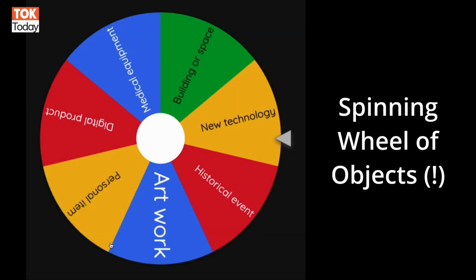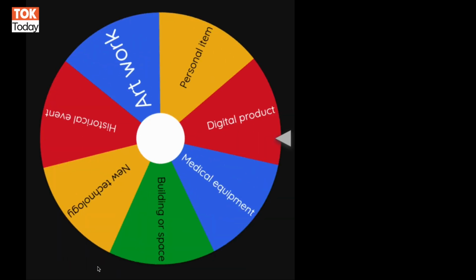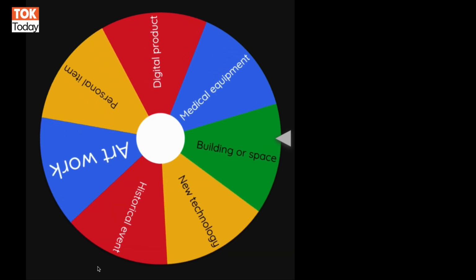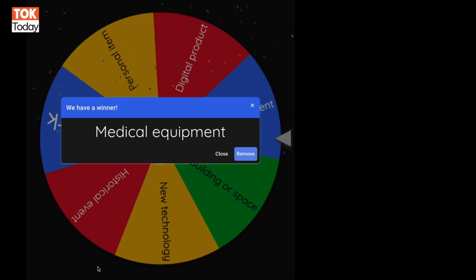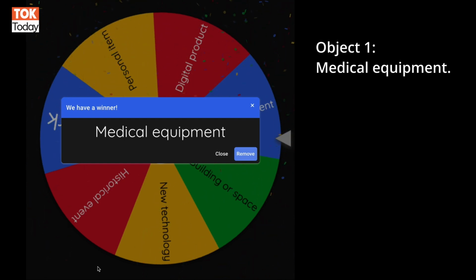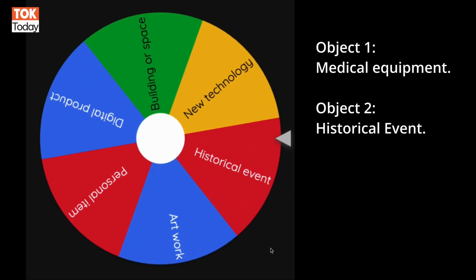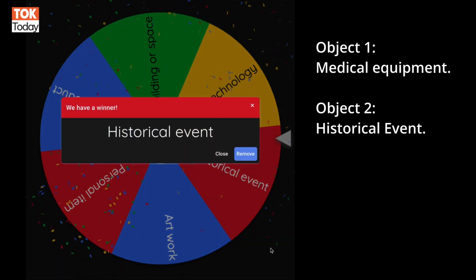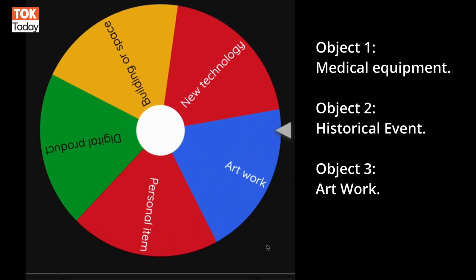Now, let's spin the wheel of prompt and object to show how an object's context can be linked to the prompt. So first we'll spin the wheel of objects, and I've got a few generic examples of typical objects that we find in ToK exhibitions, and I'll refine them when I know what the prompts are. So click for the first object and it has stopped on medical equipment. And now I click for the second object and it stopped on a historical event. And now I'll click for the final object and it has come up with a piece of artwork.